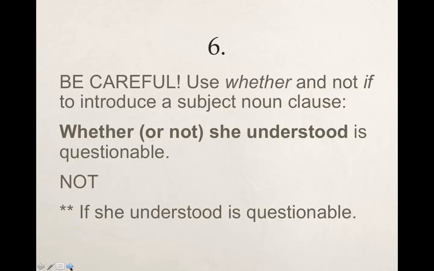Okay, be careful, use whether and not if to introduce a subject noun clause. Here's another situation where subject noun clauses are different from object noun clauses. So I say whether she understood is questionable, or whether or not she understood is questionable. That means we're not sure whether she understood or not. I do not say if she understood is questionable.